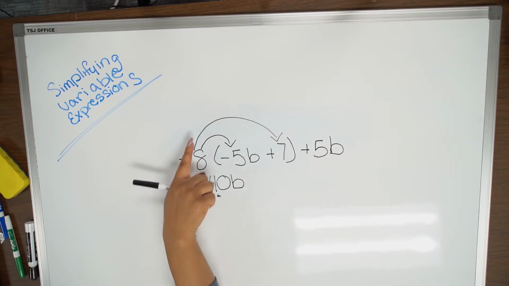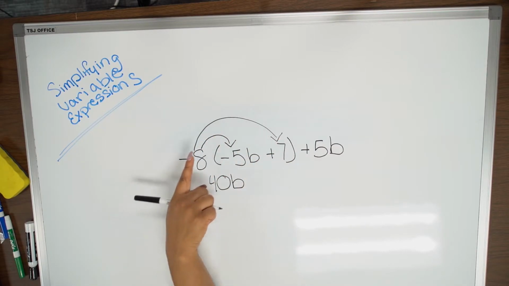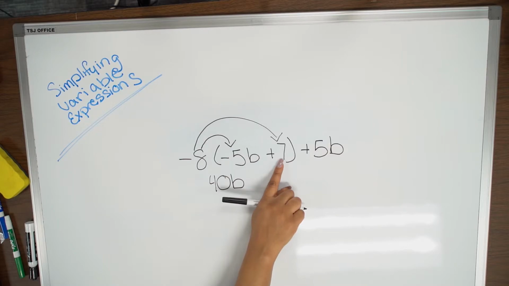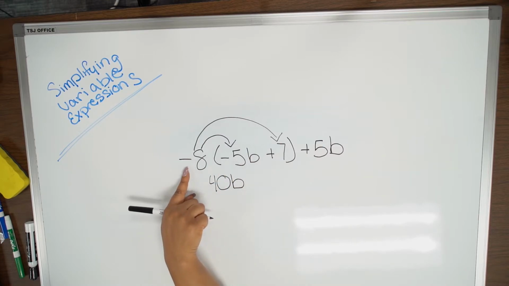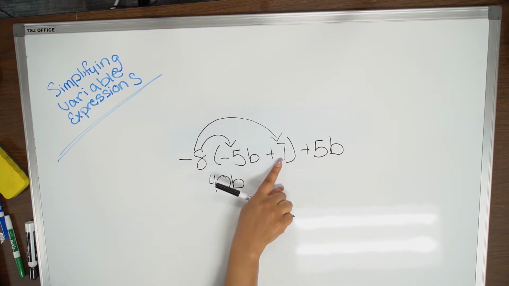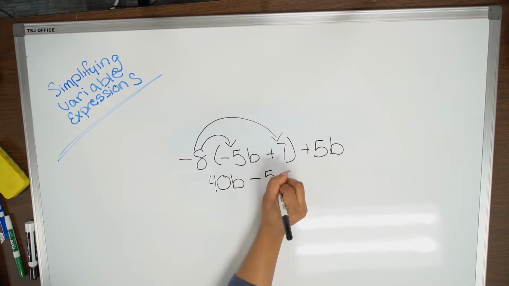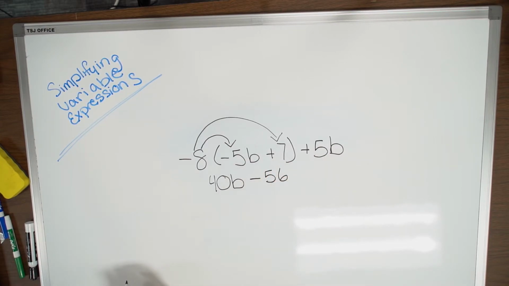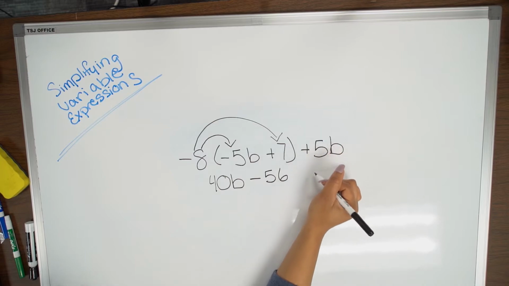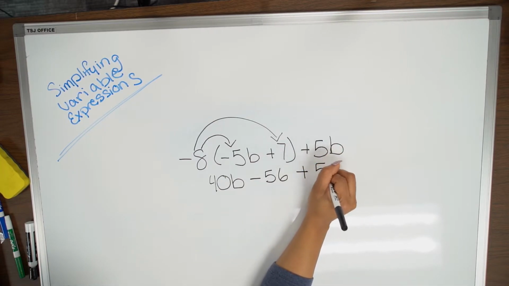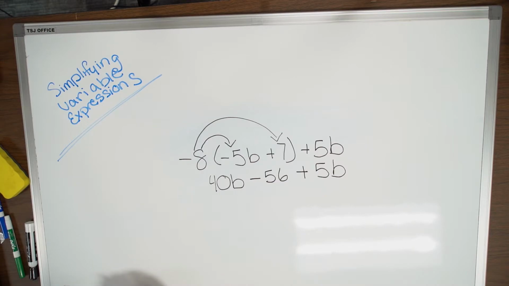Then we need to distribute negative 8 times 7. Okay? A negative times a positive is a negative. So negative 8 times positive 7 is negative 56. Okay? And then for right now, we're just going to bring down the positive 5b. All right? So we distributed the negative 8 to each unit inside of the parentheses and got this, and then just brought down the 5b.